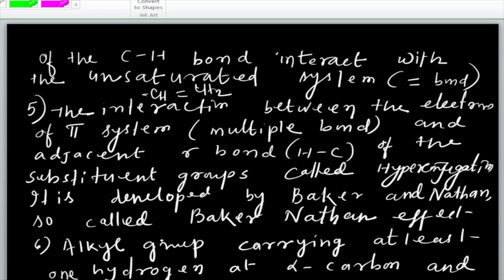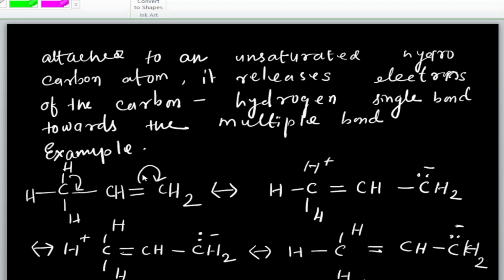And the alkyl group, then the question is about the alkyl group simply. Now till now what have I said? This portion: CH double bond CH, CH double bond CH2. See, this part I told. But it is said that if the alkyl group is attached to an unsaturated system, attached to the CH double bond CH2, then what happens? It releases electrons, the carbon-hydrogen single bond releases electrons.